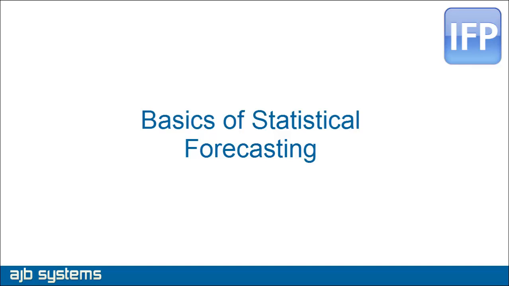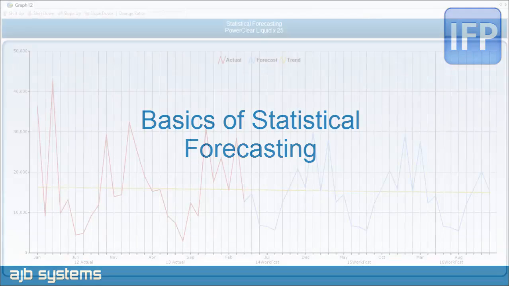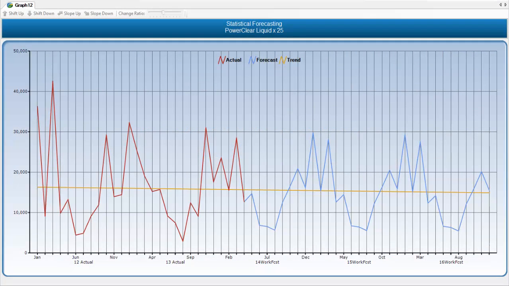In this tutorial, we will review the use of basic statistical forecasting methods in IFP. A good choice of forecasting model for any item can only be made through consideration of past and likely future market conditions, as well as any patterns in historical demand for the item.